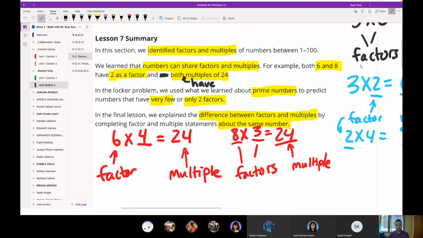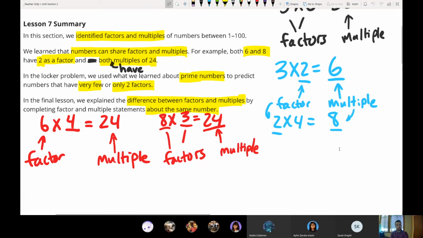Okay, so going back to the review over here. We said that we explained the difference between factors and multiples by completing those factor and multiple statements about the same number. Okay, Camila, do you have a question? I thought it was a question, like difference between factors and multiples. I thought, okay, we explained it. Do you want to explain it? I think it'd be good for you to explain it, maybe. Sure. A factor is something that you could multiply it by. For example, 8 times 3, and the multiple is the answer.